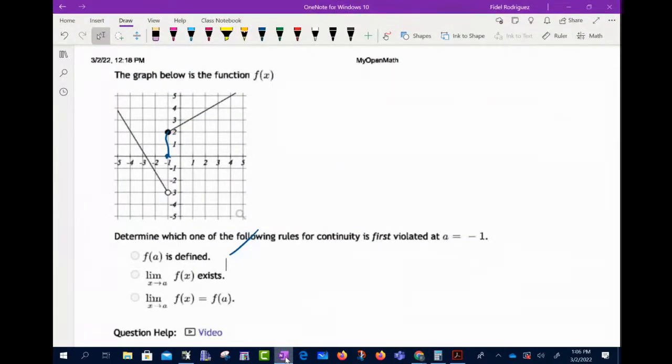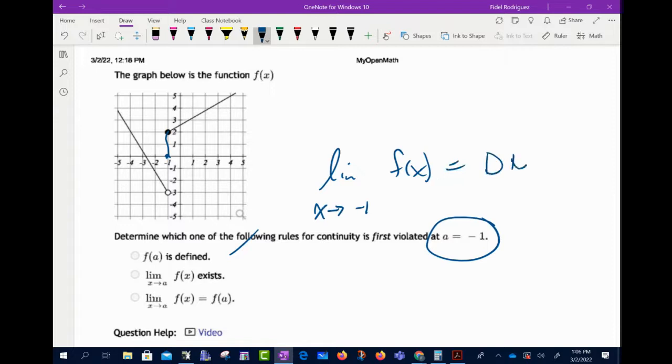What do you think? Does the limit here exist at x equals negative 1? What's the limit as x approaches negative 1 of f of x? And very good, Linda says it does not exist, right? Why doesn't it exist? I agree with you, but why not?